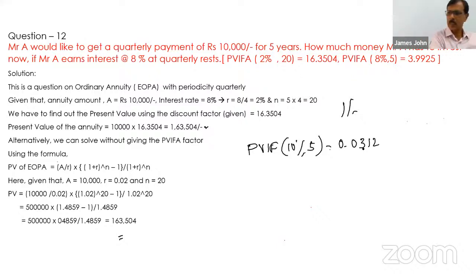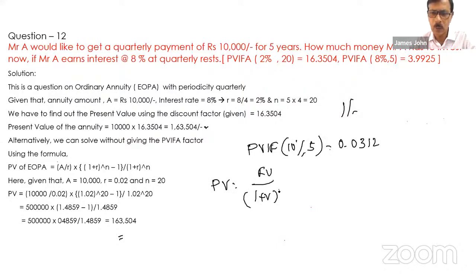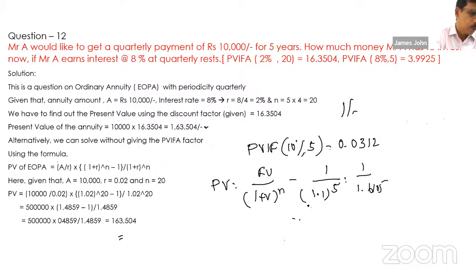I can get it: 1 divided by 1.1 into 1.1. We have learned the formula: present value is equal to future value divided by (1 plus R) the whole raised to n. Suppose the future value is 1 rupee and R is 10%. So 1.1 raised to 5 is 1.61051. 1 divided by 1.61051 is 0.6209.